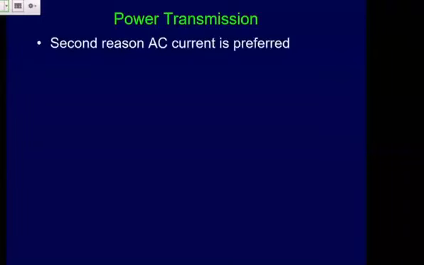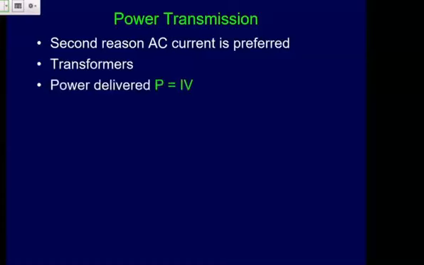Okay, what happens is generally your power is generated at one point and you want to move it to some other point. So the second reason AC current is preferred is this thing we're going to look at called transformers. We're going to talk a lot about power. If you remember, power delivered by something is I times V, the voltage times the current.